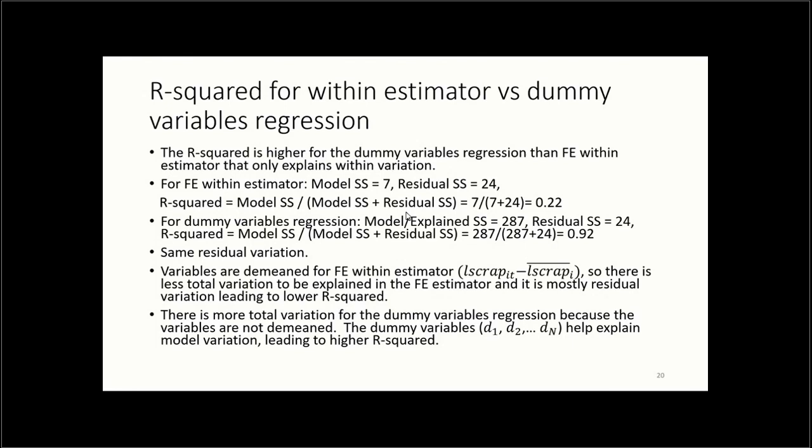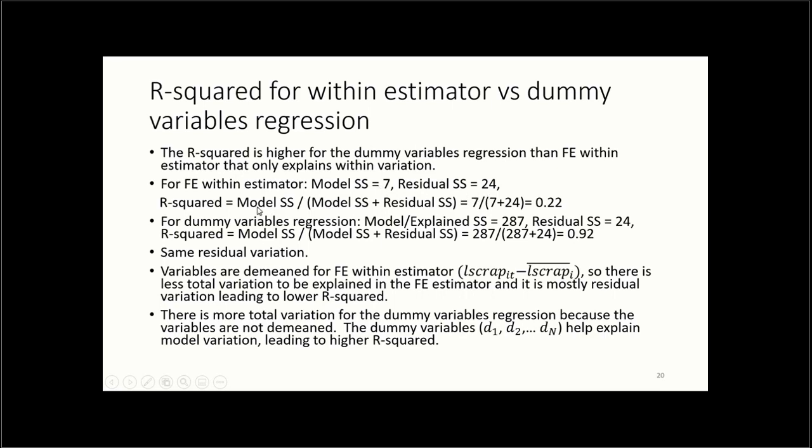Another thing to notice here is the R squared in each of these regressions. Let's talk about the R squared for the within estimator versus the dummy variables regression. In this case, the R squared would be higher for the dummy variables regression than for the fixed effects within estimator, which only explains the within variation. Let me show you why. For the fixed effects within estimator, the model or explained sum of squares equals 7 and the residual sum of squares is 24.